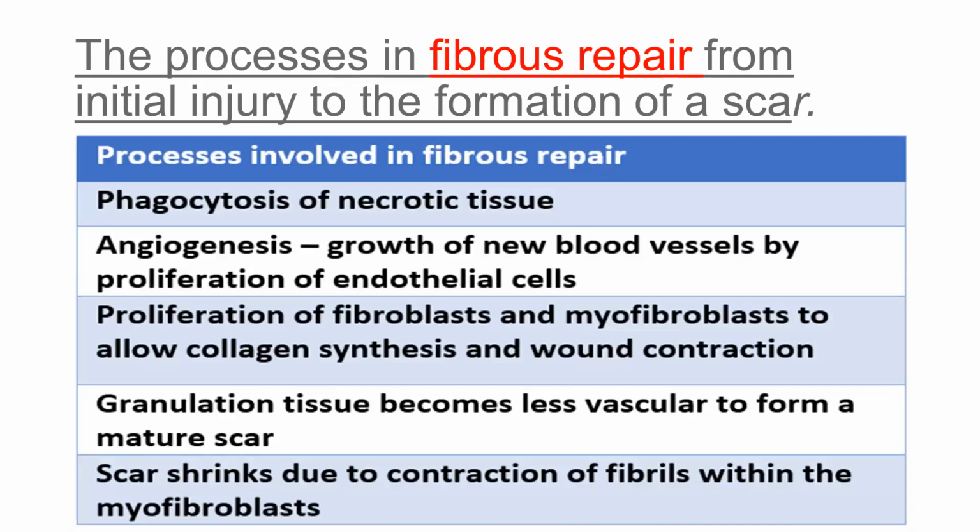The processes in fibrous repair, from initial injury to the formation of scar. The processes involved in fibrous repair are the phagocytosis of the necrotic tissue, the angiogenesis, which is new blood vessel growth, and granulation tissue becoming less vascular to form mature scar. The scar shrinks through the fibrils within the myofibroblasts.